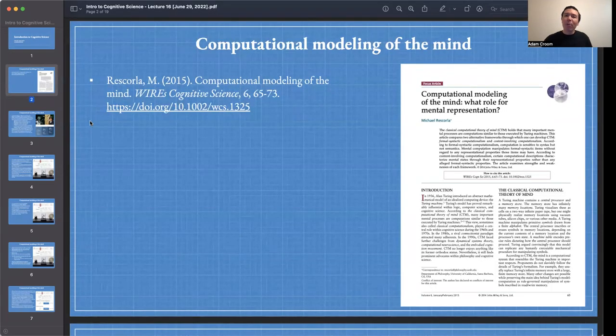The article that we read for today was entitled Computational Modeling of the Mind, published in the journal WIREs Cognitive Science by Michael Rescorla in 2015. Today, we'll look at some important parts of the article, as well as related material on Turing machines and neural networks.